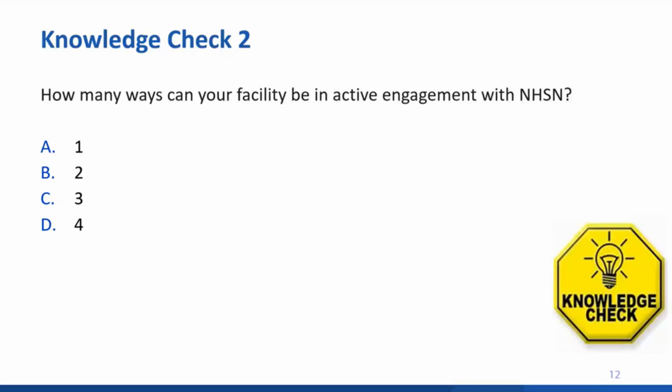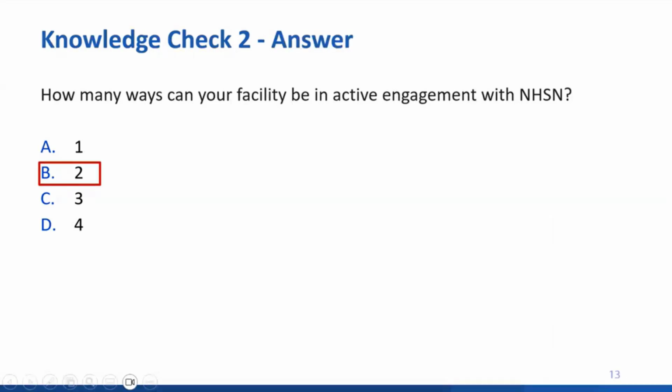Okay, next slide, please. And if you answer B2, that is correct. There are only 2 ways to be in active engagement with NHSN. Option 1, which is pre-production and validation, and option 2, validated data production. Next slide, please.